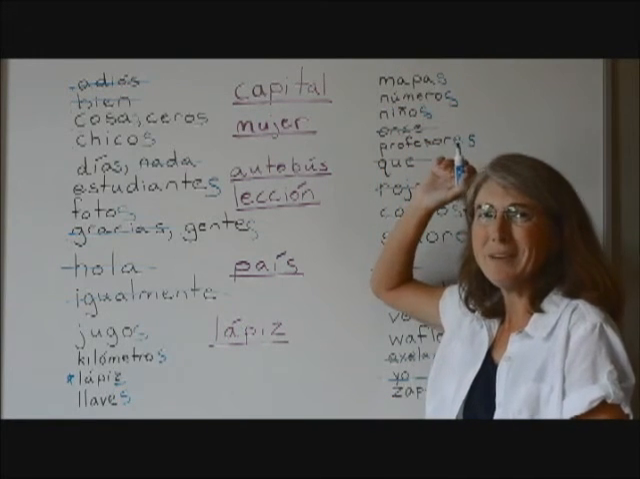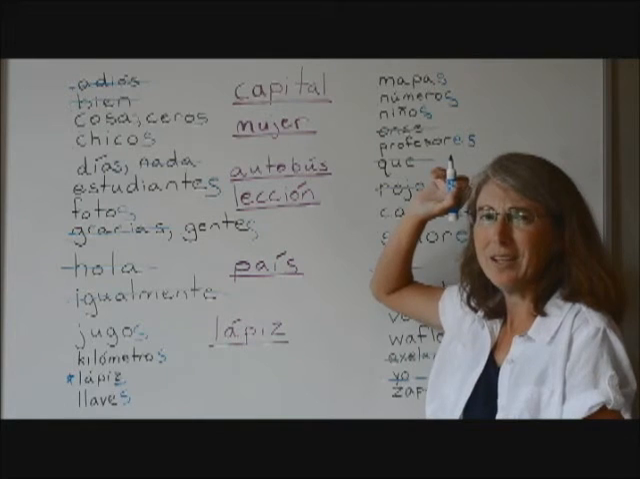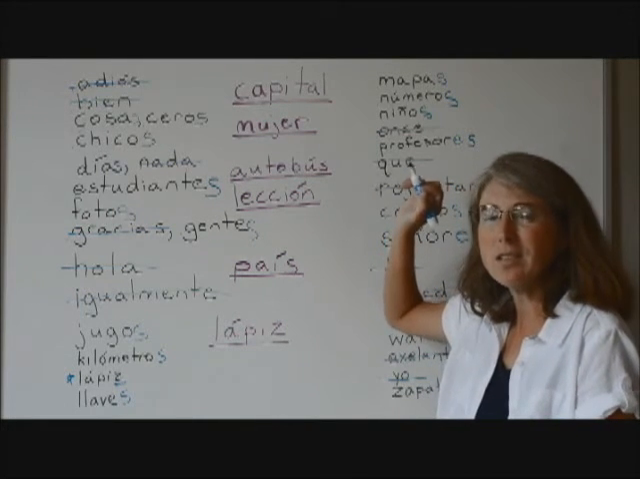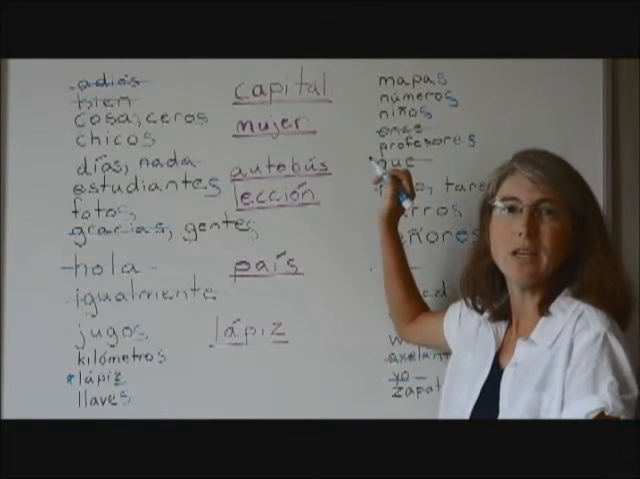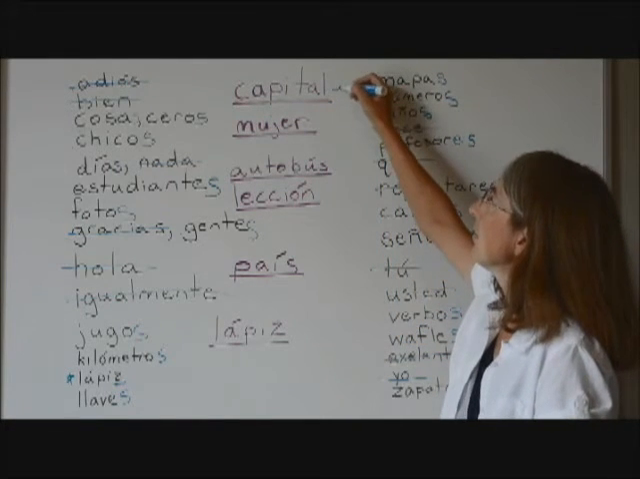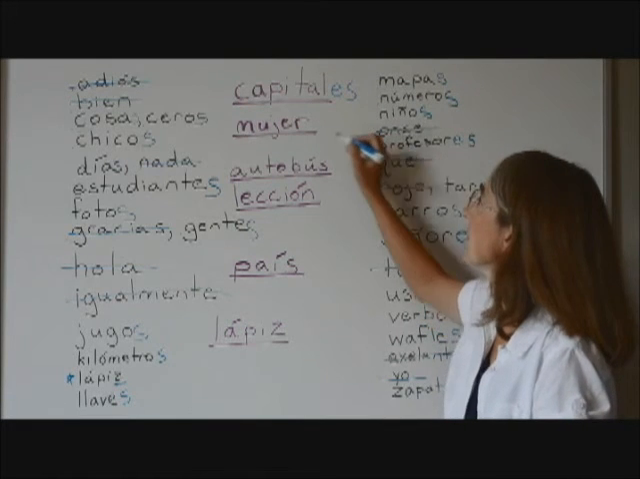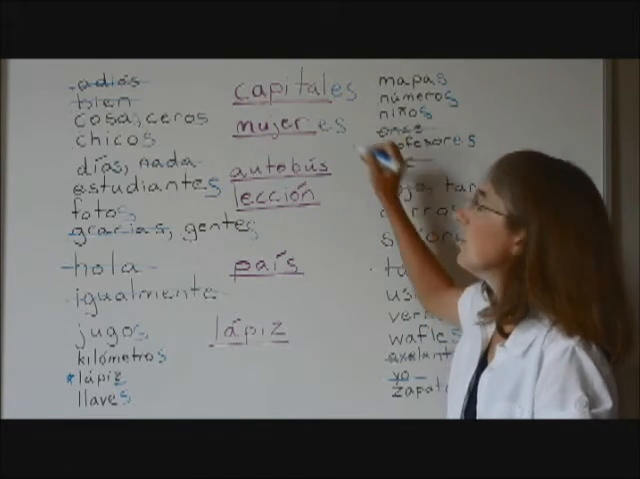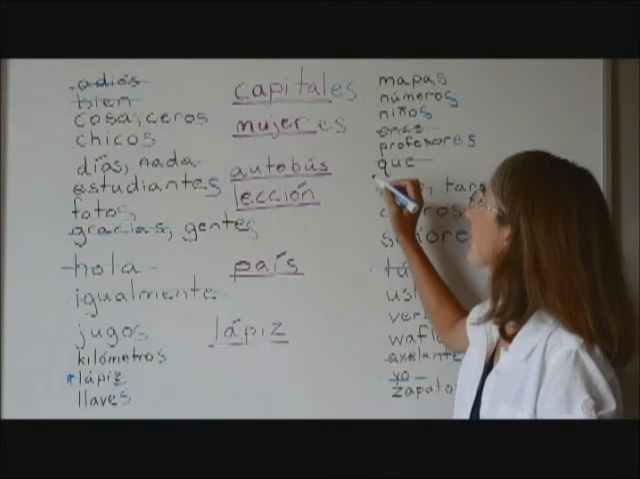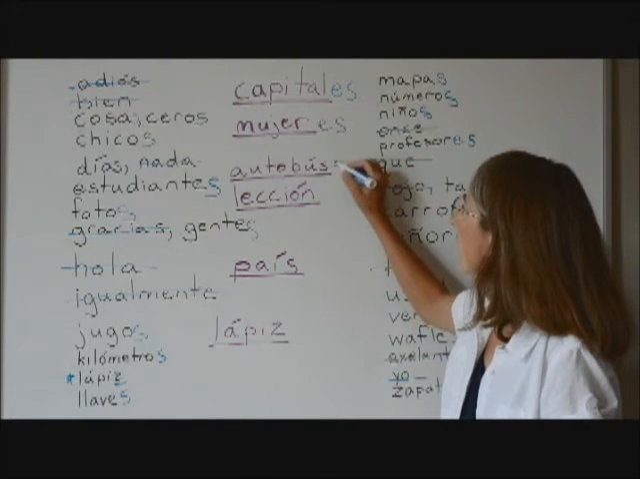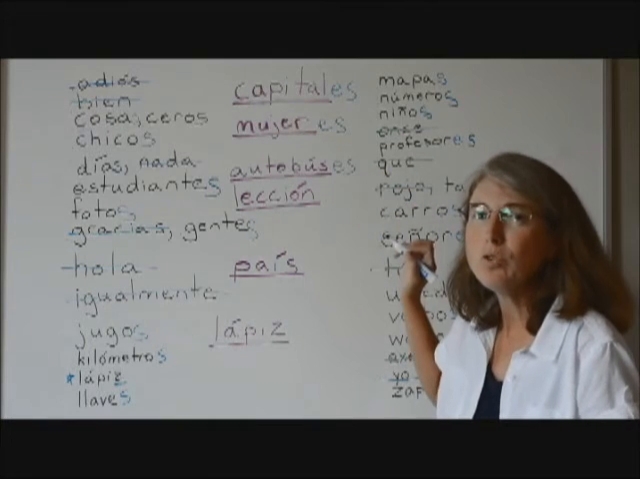These are just other examples of adding ES. Most nouns in Spanish end in an A, E, I, O or U. They end in a vowel, but anytime they end in a consonant, you're just going to add ES. Capitales. Mujeres. Autobuses.